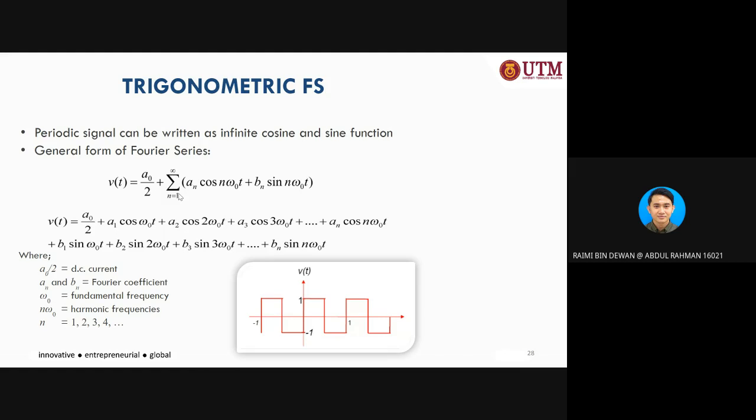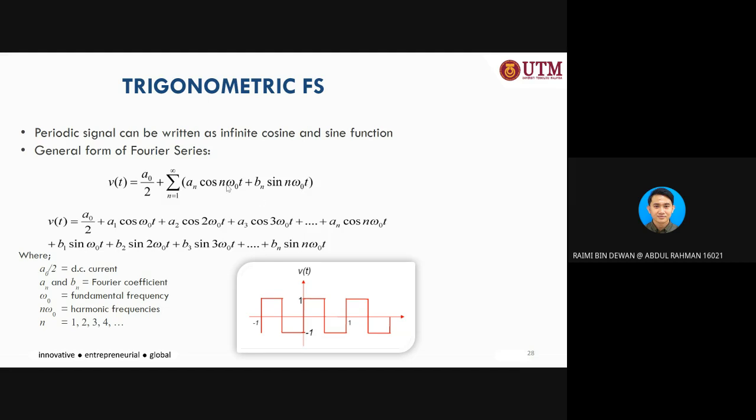n from 1 to infinity. So please bear in mind, please take note. You see here it is n equals 1 to infinity. Later on, you will see why I'm saying this. You see there's a difference: sometimes you can have negative infinity here. So please bear in mind the difference. Plus a_n cos n omega naught t plus b_n sine n omega naught t.